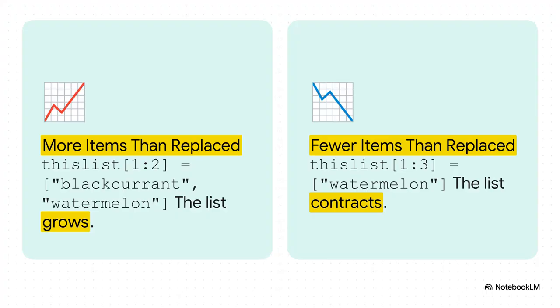Okay, let's break this down side by side. In the top example, we're targeting the range 1:2. Remember, that's just the item at index 1, banana. But look what we're replacing it with, a list of 2 new fruits. And just like that, the list automatically makes room for both of them. Now look at the bottom. We're targeting the range 1:3, which is banana and cherry, but we're replacing them with just 1 new item. And as a result, the list just shrinks to fit.